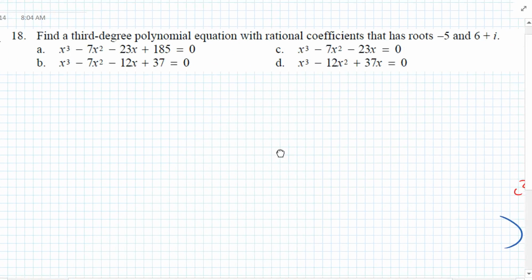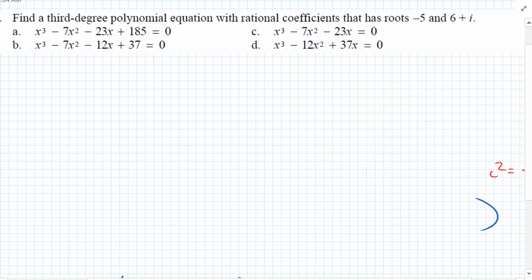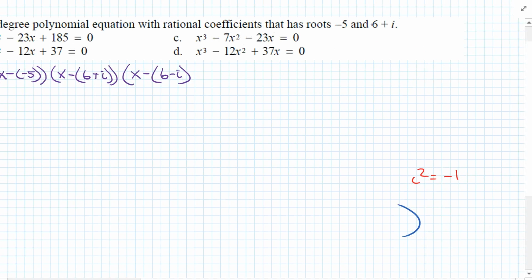18. Find a third-degree polynomial equation with rational coefficients that has roots of -5 and 6 plus i. So I know, because of my roots, I can write x minus -5 times x minus 6 plus i times x minus 6 minus i. Because remember, if I have a root that's 6 plus i, I must have a root that's 6 minus i as well. So those are my 3 roots.